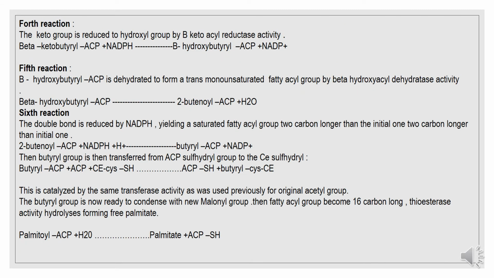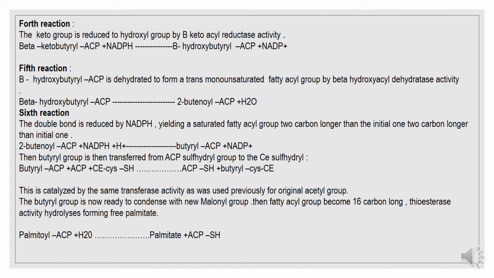In the fourth reaction, the keto group is reduced to a hydroxyl group. Where there is a keto group, it is now replaced by a hydroxyl group. So beta-ketobutyryl becomes beta-hydroxybutyryl. ACP is the same here also, and NADPH gets oxidized to NADP plus after the reaction. Now the fifth reaction involves beta-hydroxybutyryl, the product of the fourth reaction.